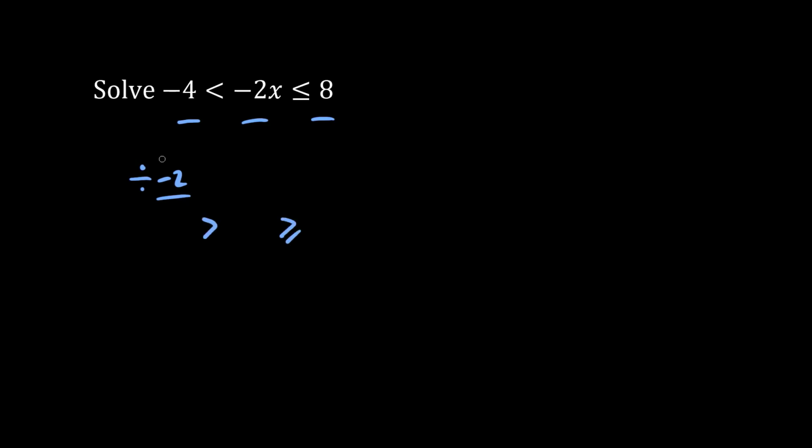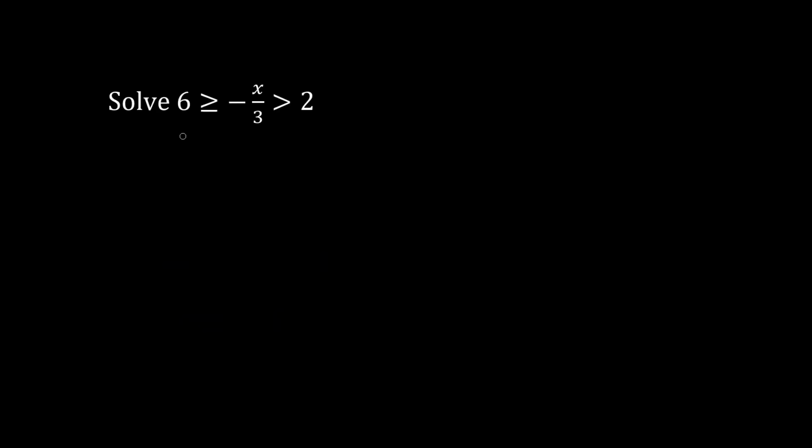We have -4 divided by -2 is 2. -2x divided by -2 is just x. And we have 8 divided by -2 is -4. So notice that the lowest number is -4 and the greatest number is 2. So let's reorder these. -4 is less than or equal to x is less than 2.